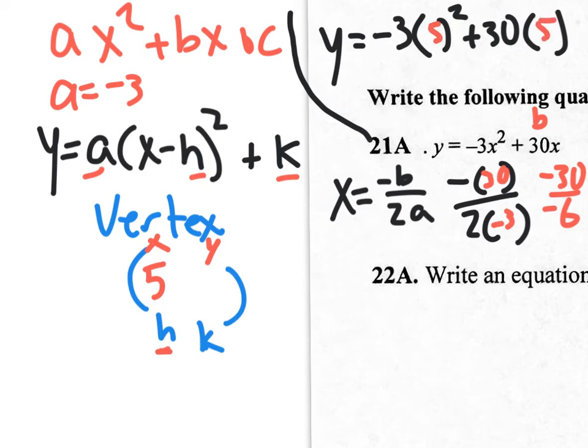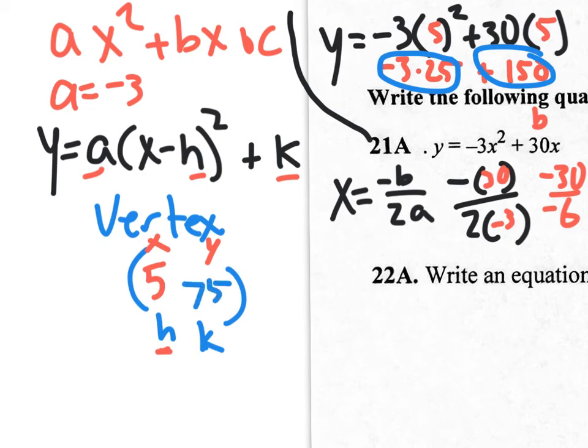And you guys could use calculators. So you really have negative 3 times 25, because 5 squared is 25, plus 150. So what we really have is negative 3 times 25, that's negative 75, plus 150, that's actually going to be positive 75. So we have our vertex. We have our h value, which is 5, and our k value, which is 75.